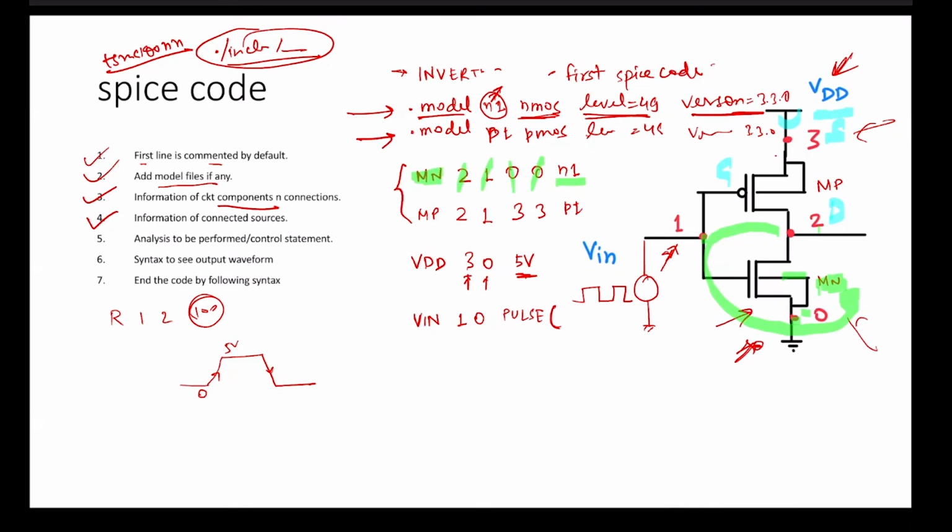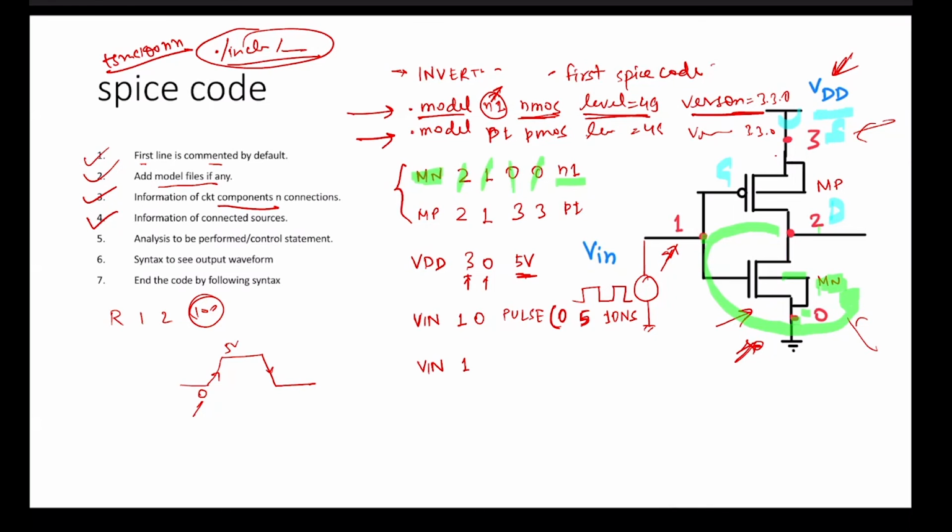After that, the initial value is 0. After that, the highest value is 5, and then rise time. So for rise time, say 10 nanoseconds. Initially, I have considered the delay as 10. Okay, and I'll write the rise time a little lower, otherwise it will mix up.